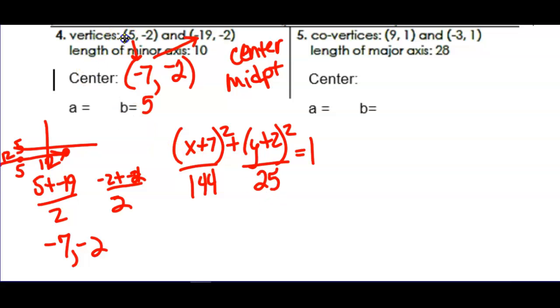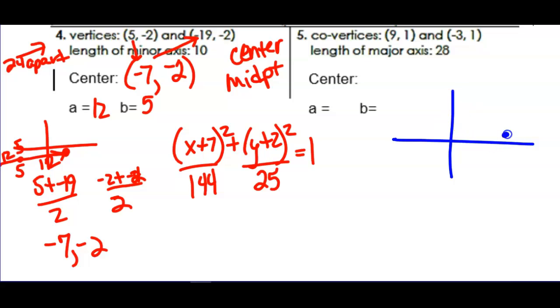Okay, so the distance from this point to this point was 24 apart, which made A 12. All right, I'm going to do a better job of explaining this one. Co-vertices. Ooh, interesting. All right, so the co-vertices are 9 over and up 1, and negative 3 over and up 1. But remember, that's not the longer one. The longer axis is 28, which means from the center, which we need to find, we go up 14 and down 14.